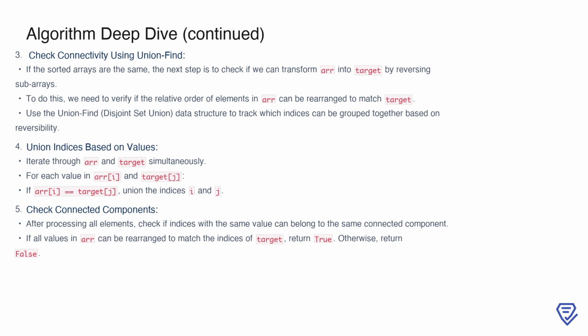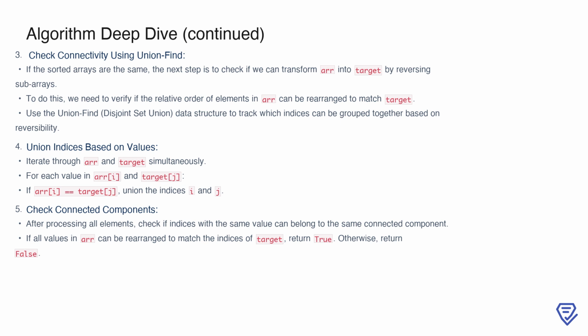If the sorted arrays are the same, we then check whether the relative order of elements in ARR can be rearranged to match target. This is where we use the union-find data structure, also known as disjoint set union, to determine which indices can be grouped together based on reversibility. The goal here is to group indices from ARR and target that can be swapped via subarray reversals. To do this, we iterate through both arrays simultaneously. Whenever an element in ARR matches the corresponding element in target, we union their respective indices. This union operation effectively connects indices that can be freely swapped, creating connected components.